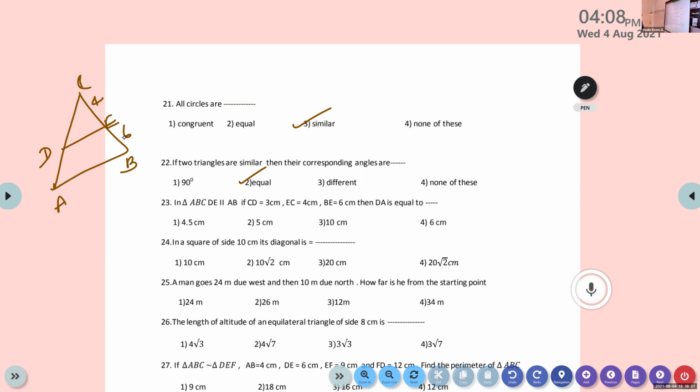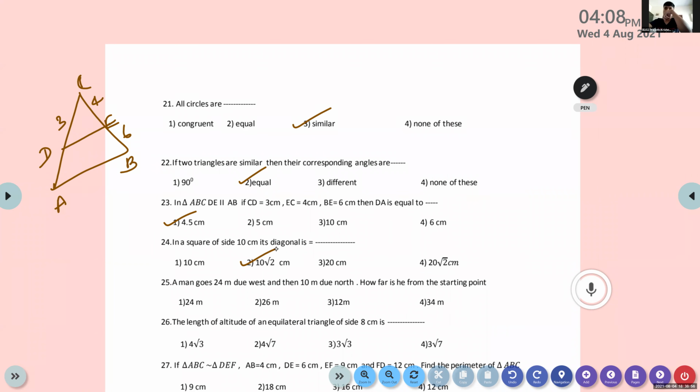BE is given as 6. CD is 3. 4.5. Corresponding sides will be proportional. If a line is drawn, CD by DA is equal to CE by EB. Corresponding sides are proportional. Similarly, next one. In a square of side 10 centimeter, what is the diagonal? 10 root 2. Pythagoras theorem.